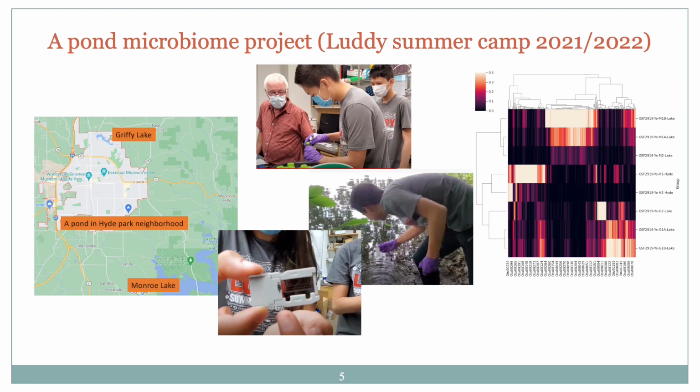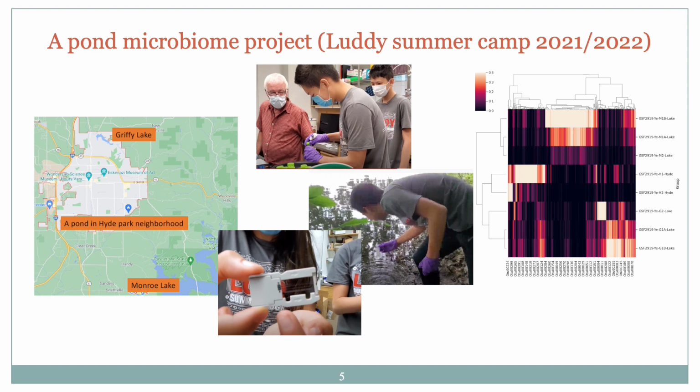For us, we did something fun last year or this year as part of a summer camp for high school students. The goal of this summer camp is really to attract high school students so that they may get interested in technology and science. As a part of this pond microbiome project, we did everything in 5 days, starting with collecting water samples from the neighborhood ponds and the lakes in Bloomington.